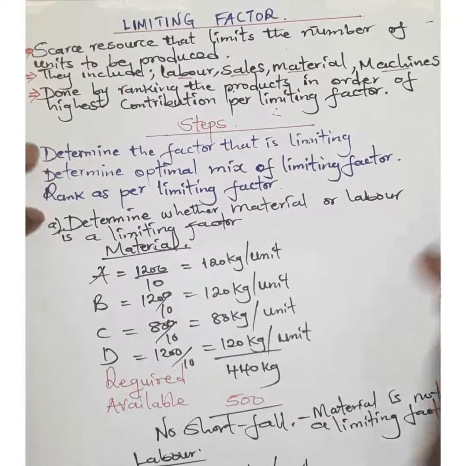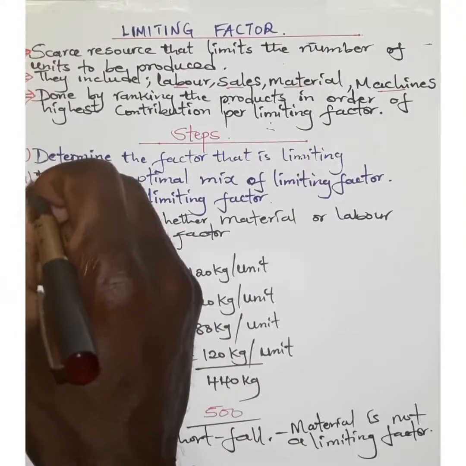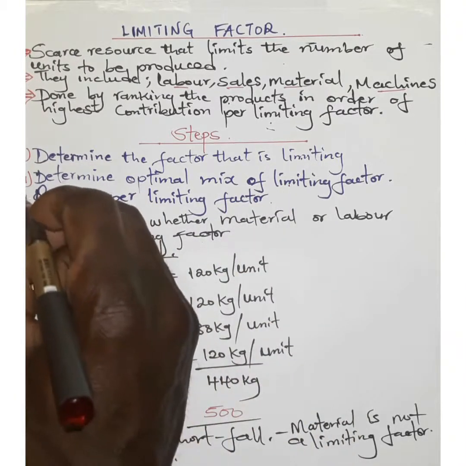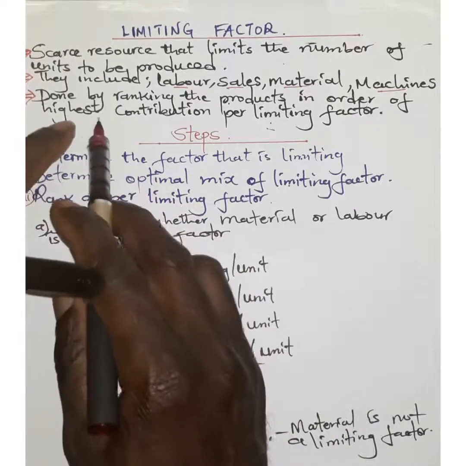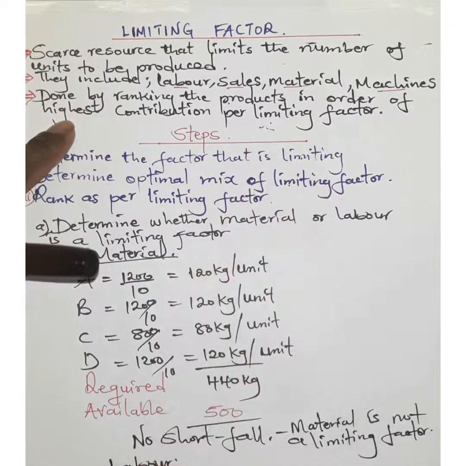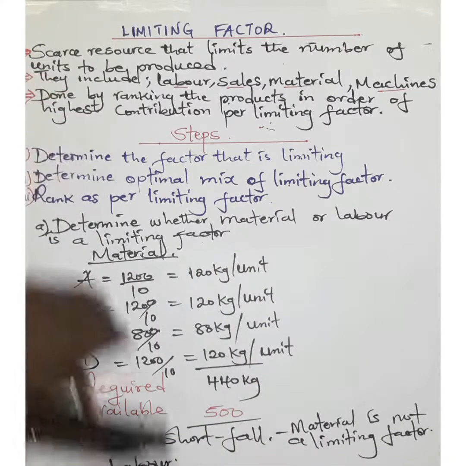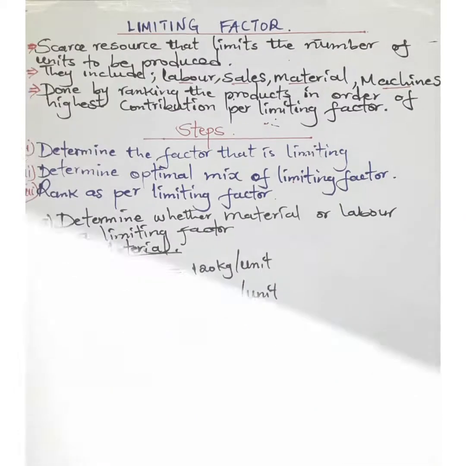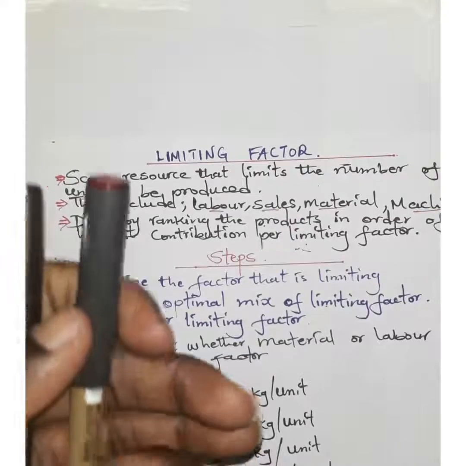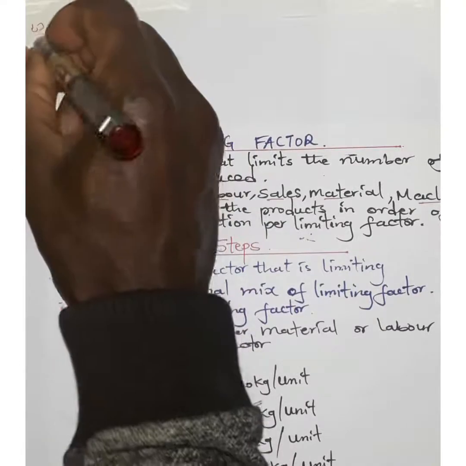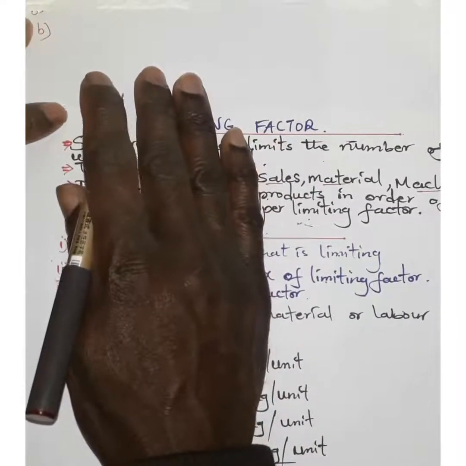Now, after determining out of the resources that we have which one is limiting, we proceed to the next step, in which we determine the optimal mix of the limiting factor, then rank. When you're doing the ranking, we rank from the highest contribution per the limiting factor. So if you go to step 2, I would want us to talk about determining the optimal mix, that is part B.